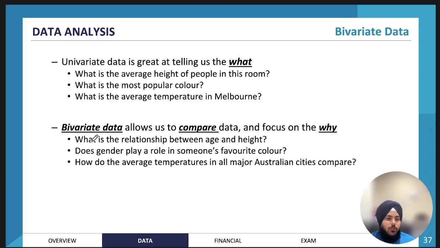So what is the relationship between age and height? Does gender play a role in someone's favorite color? How do the average temperatures in all major Australian cities compare? So bivariate data is a really good way of determining the relationship between two particular variables.